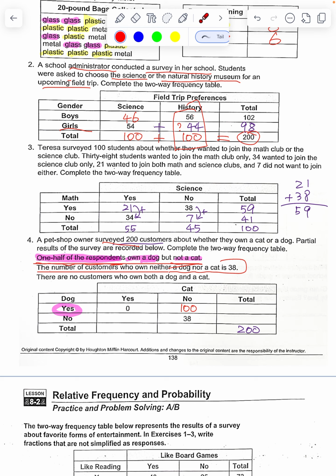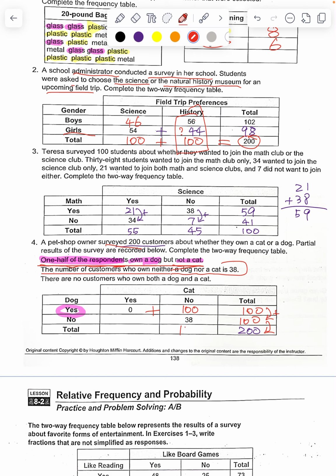So, can we complete the table now? So here 0 plus 100, that's 100 here. And the column total here, this also should be 100 because 100 plus 100 equal to 200, right? And the row total here should be 100 plus 38, 138.